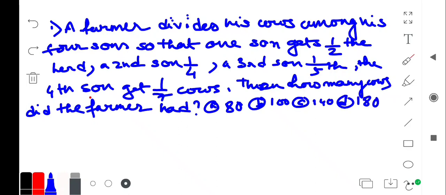Okay, so a farmer divides his cows among his 4 sons so that one son gets half, second son gets 1/4, third son gets 1/5, and last son, that is fourth son, gets 1/7 cows. Then how many cows did the farmer have?